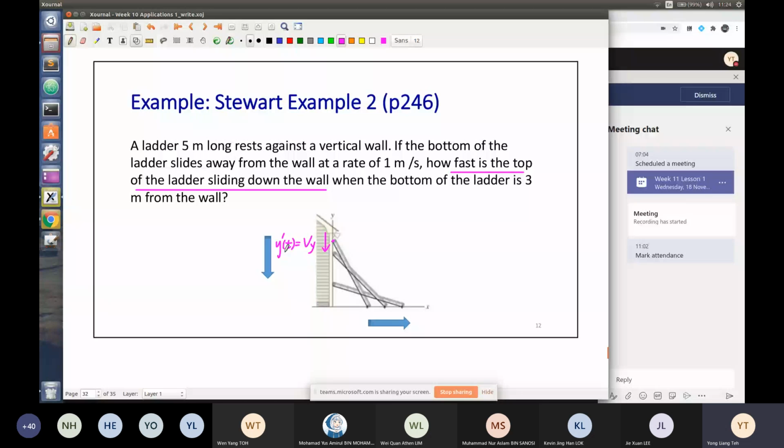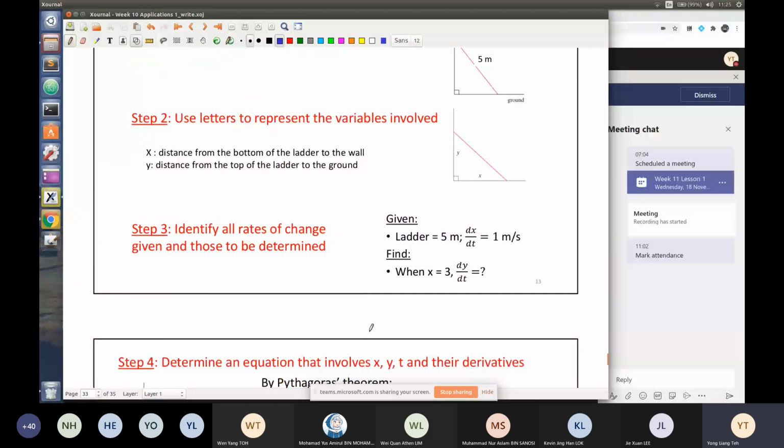Okay. So therefore, we relate this variable y prime to another variable that we might know. In this case, as you can see here, it's obviously this x prime. At this point, this guy is sliding towards the right, and this is my x prime, which is my velocity in the x direction. So that's for step 2.